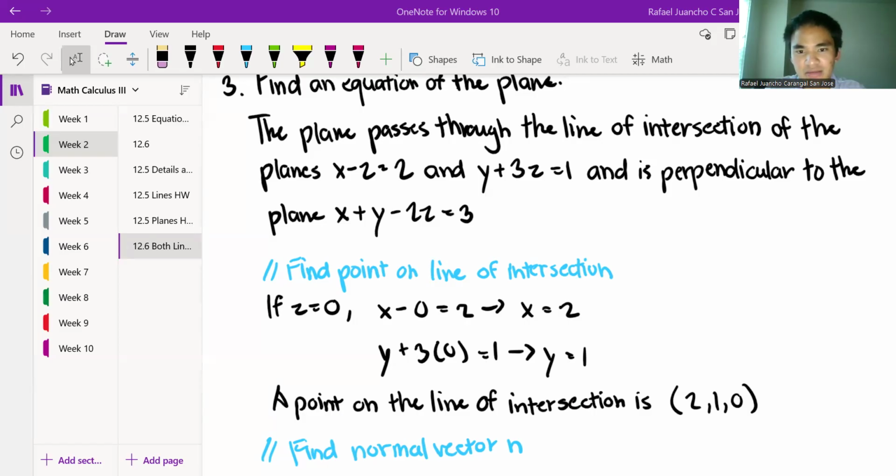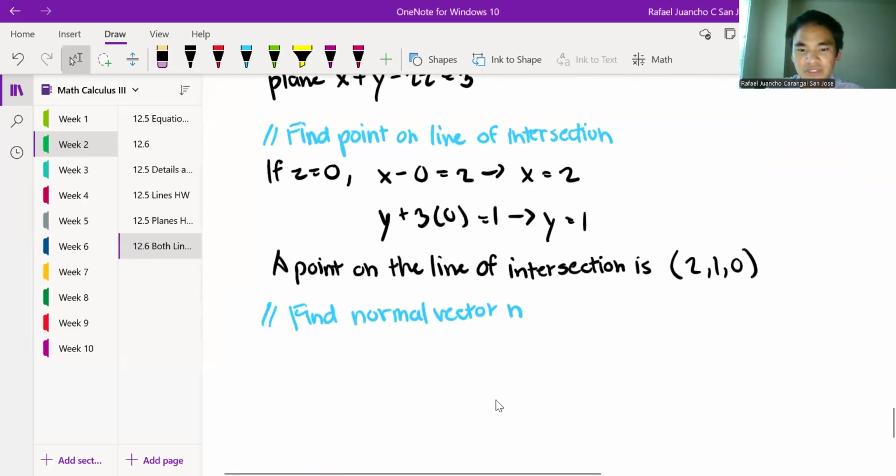Yeah. So I'm being asked to find a plane that passes through the line of intersection of the two planes. So that was our first step. And it's perpendicular to another plane. Now, the first step was to find a point on the line of intersection, which we did. We tried z equals 0, and so we got a point on the line, which is (2, 1, 0). So that's done. Now we need to find a normal vector.